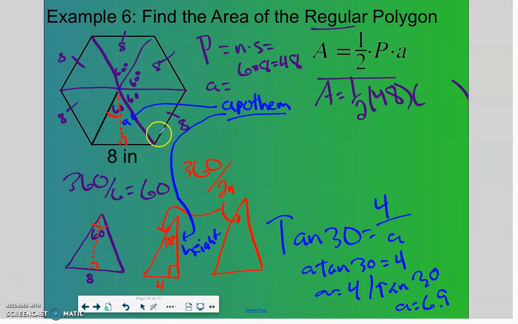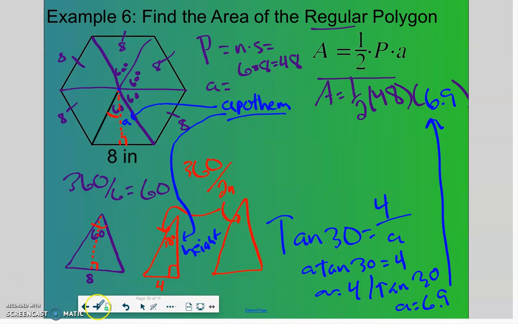It's going to be my apothem. So how tall this triangle is, the apothem value, will be 6.9. So we'll put that in right here. So again, it's the perimeter times the apothem. Apothem is from the center of the polygon straight down to the side. So just looking at that, and I know this can be a very detailed picture, hard to follow at times.